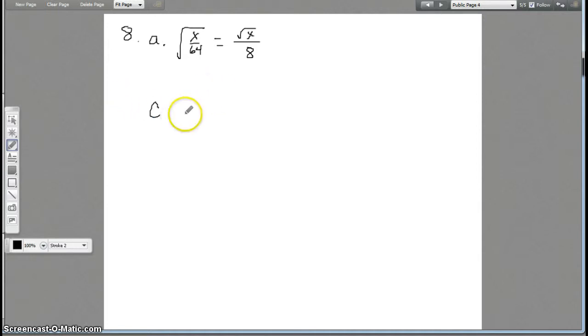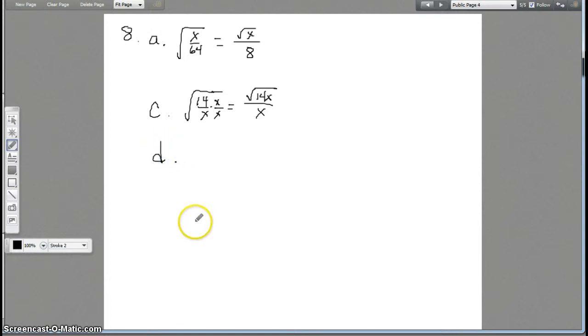Part C, we have the square root of 14 over x, and that is equal to blank over x. Well, how did we get rid of the square root over the x? To end up with an x outside of the square root, we had to have had x squared. That means we must have multiplied by x over x inside of this square root. So what we have in our numerator is the square root of 14x. Okay, so let's look now at part D.